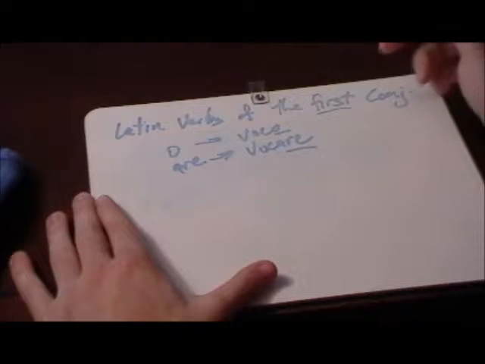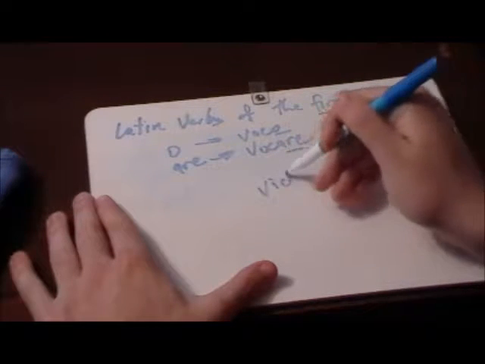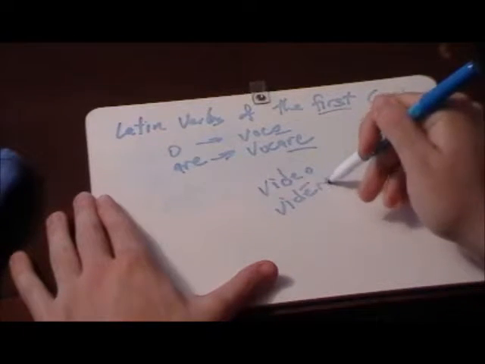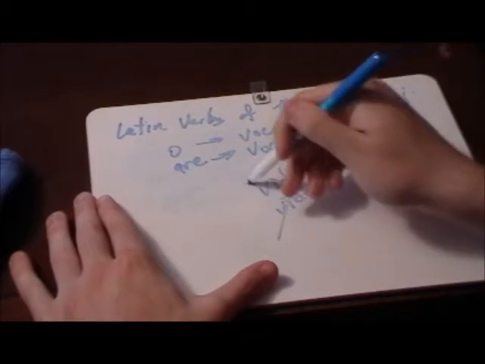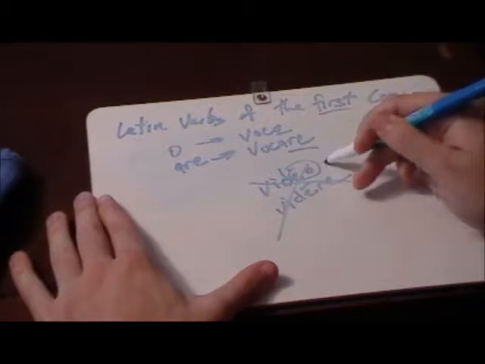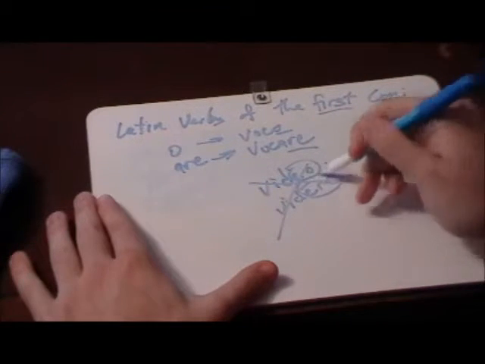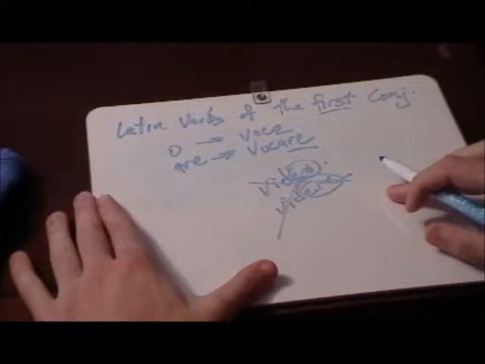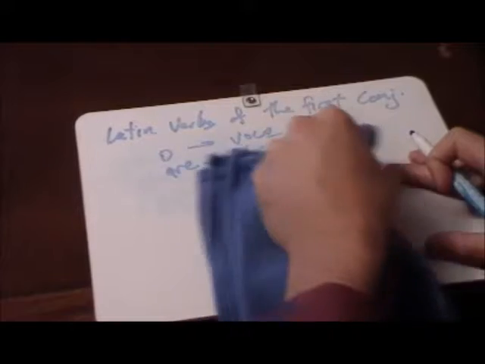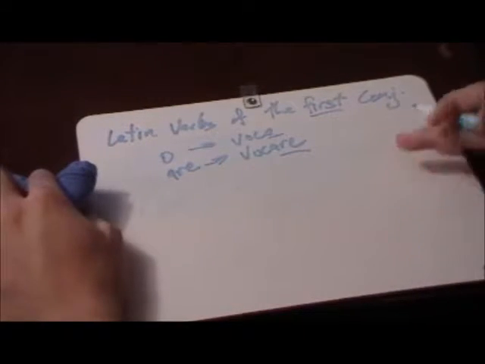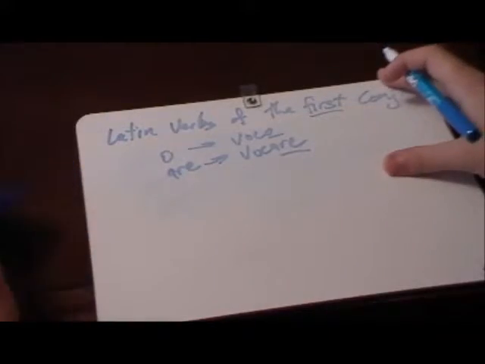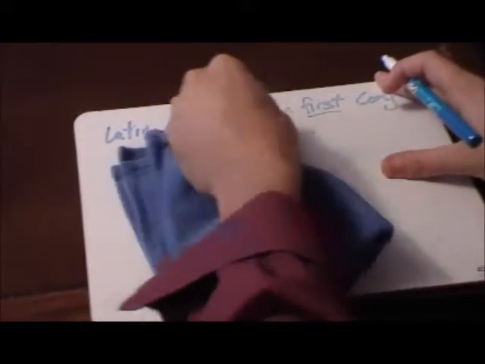If you look at some other verbs like video, videre, that is not a first conjugation verb because it ends in EO in the first and long ERE in the second. So we're really looking at only verbs that are O in the first and ARE in the second. So voco, vocare is your good paradigm verb. So let's get to the future tense.